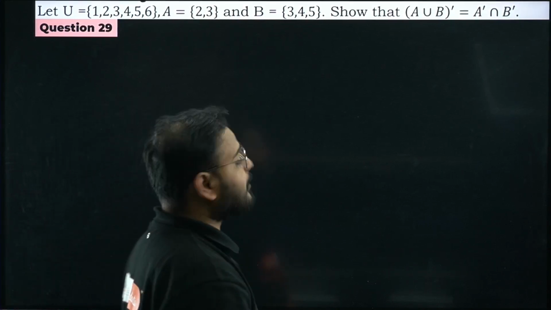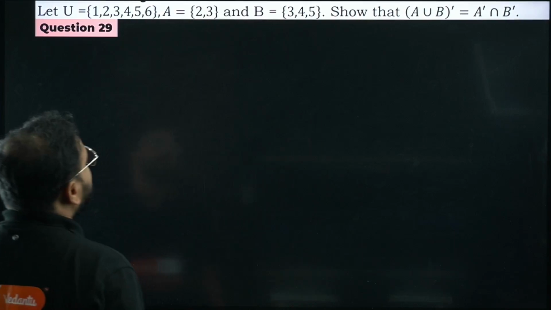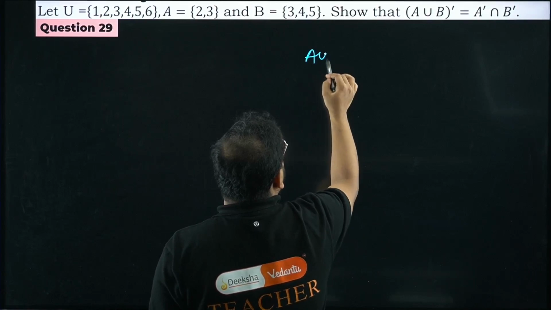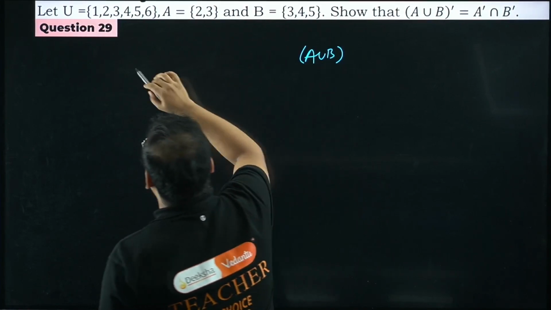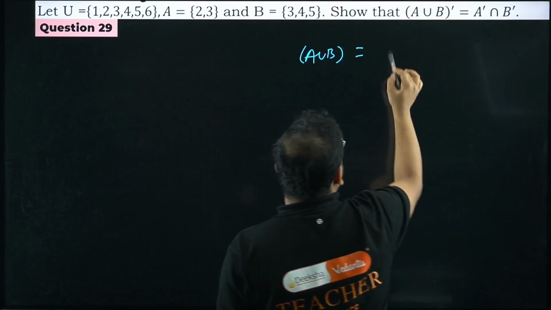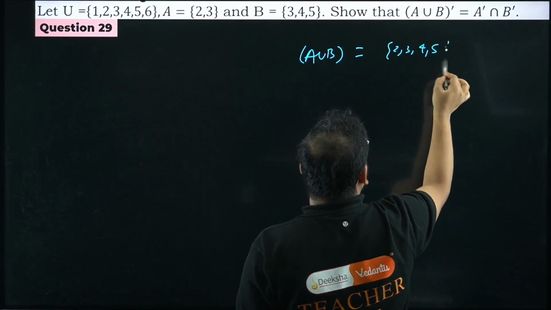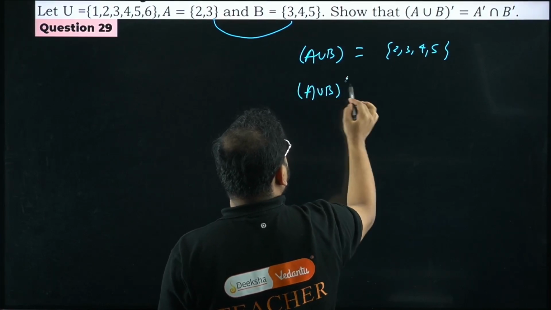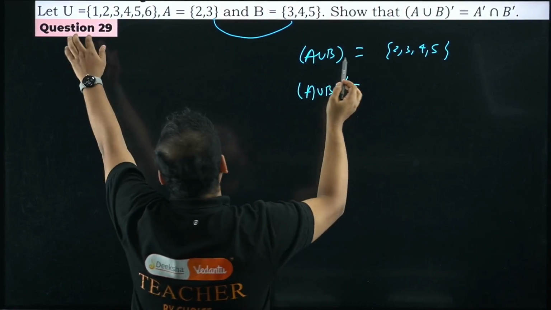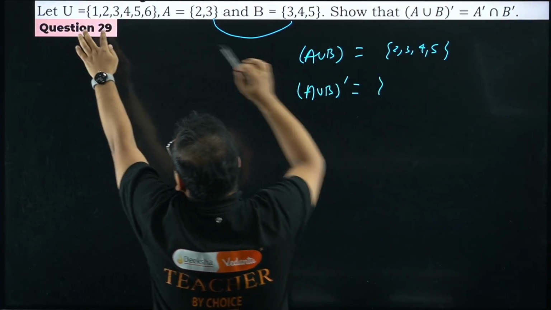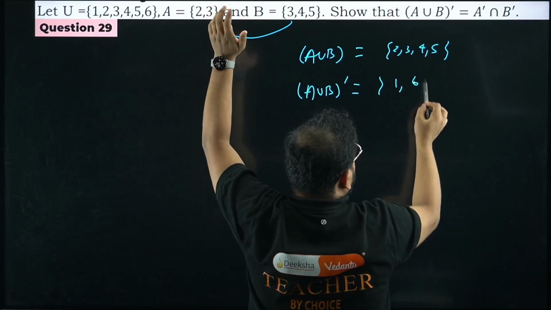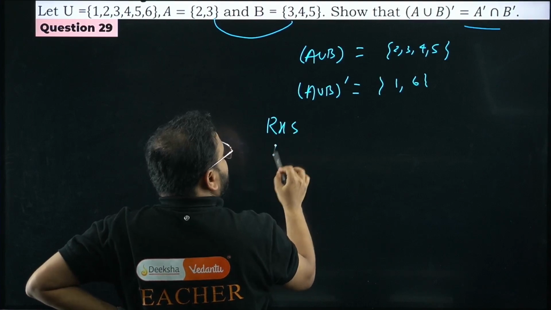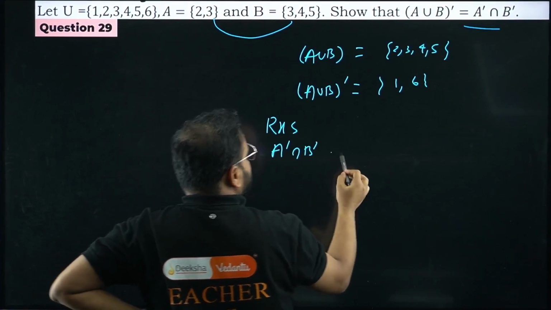The universal set is given as 1 2 3 4 5 6, whereas B is given as 3 4 5 and A is 2 3. A union B. First let's find this value. A union B is nothing but 2 3 4 5. It will not repeat 3. Now let's look for this value, A union B complement. So in the universe, remove these elements. 2 3 4 5 I'll remove, only 1 and 6 is left. So 1 comma 6. Again we are looking for the RHS part. What is the RHS part? Have a look. A complement intersection with B complement. First find A complement.